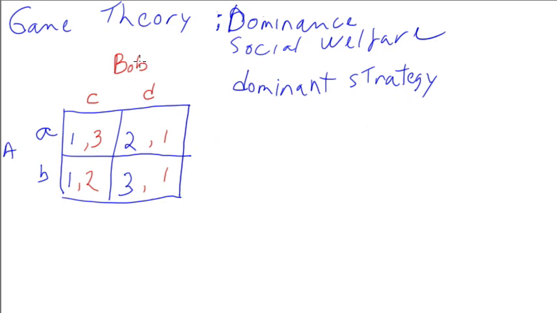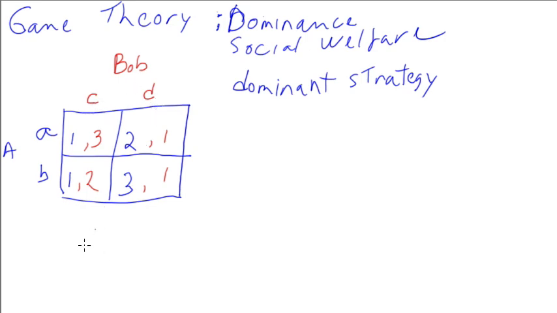Right? So in the case of Bob here, Bob says, well, if I take C, I will get either 3 or 2. If I take D, 1 or 1. So 3 is bigger than 2. 2 is bigger than 1. So clearly I should take C. Right? So C dominates D.